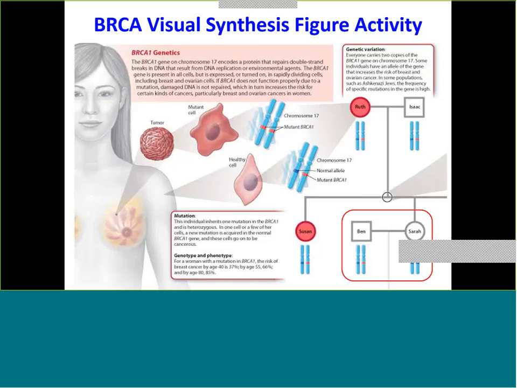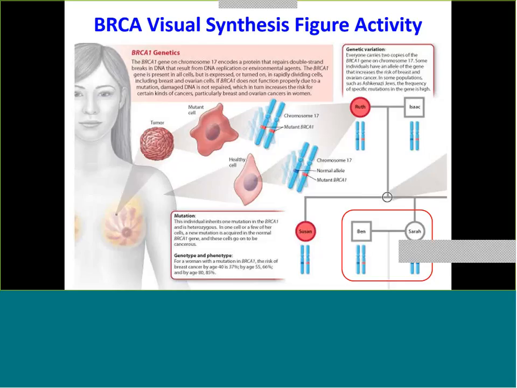So the BRCA genes are the genes that are known to be responsible for inherited breast cancer in humans. And so we start out in the visual synthesis figure at the big picture genetics level, but you can also get into the tumor, the mutant cell, healthy cells, all the way down to the chromosomal level.